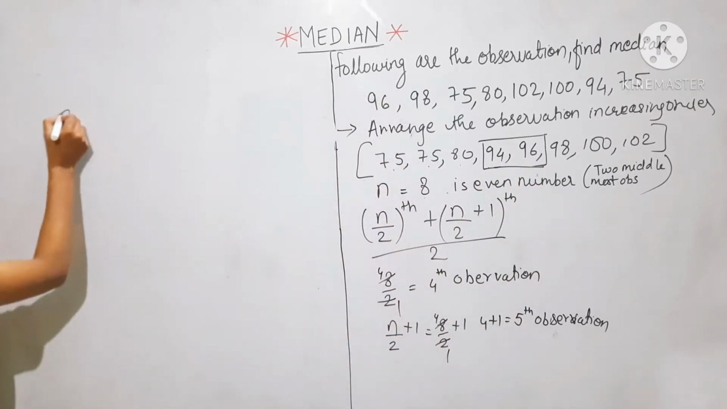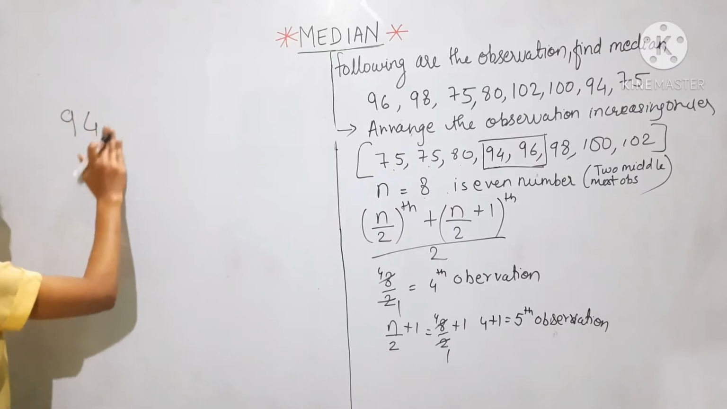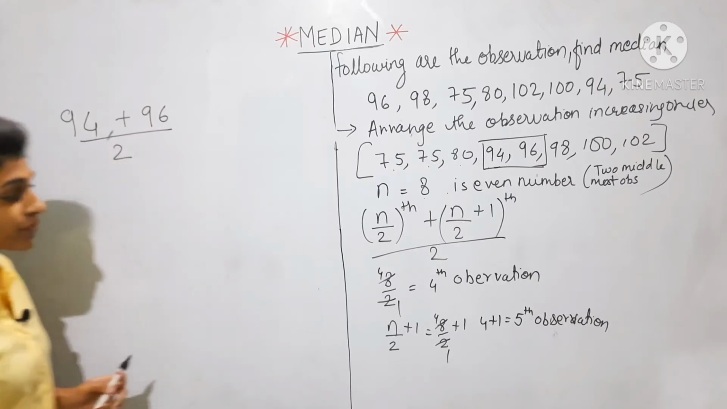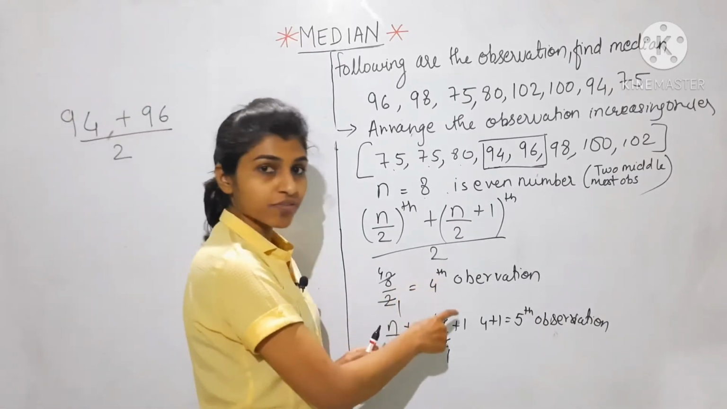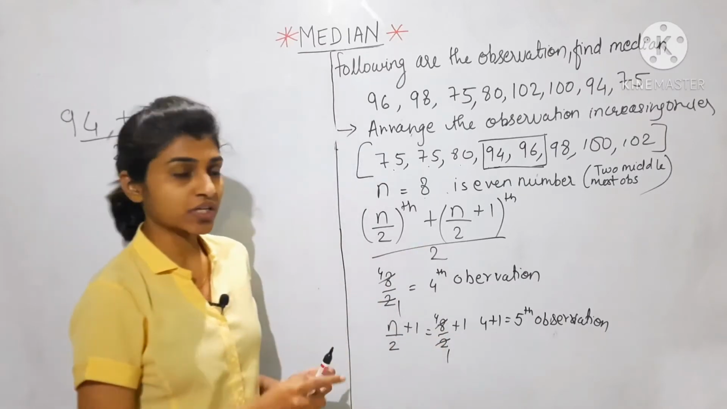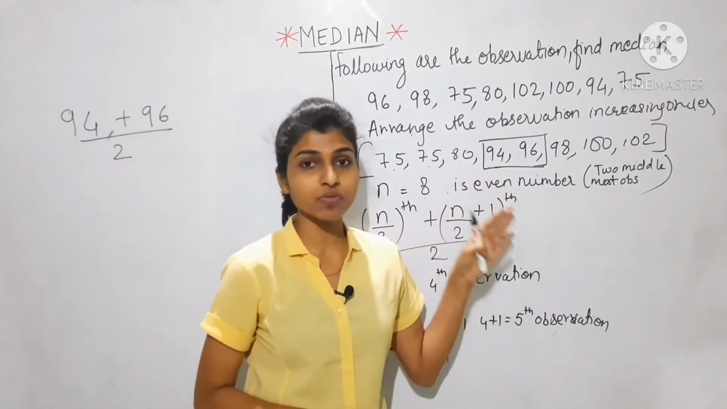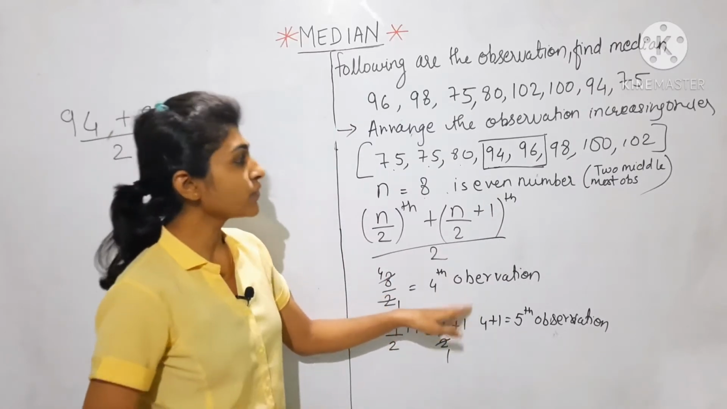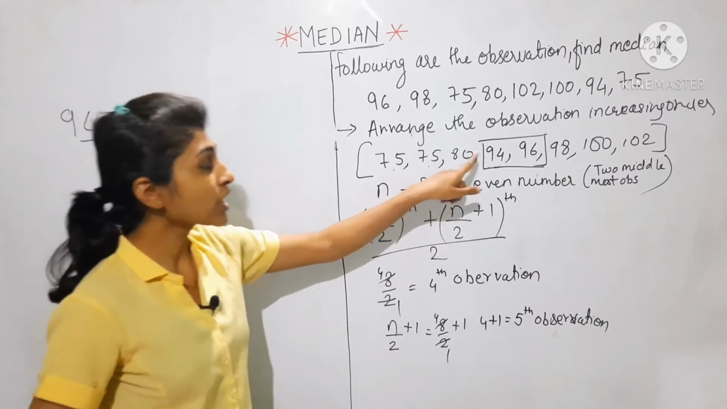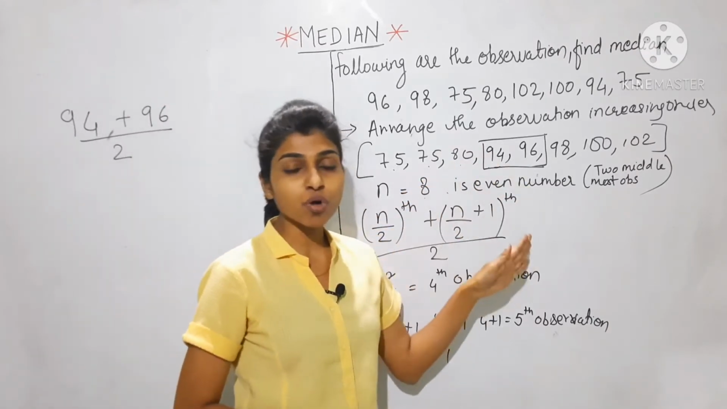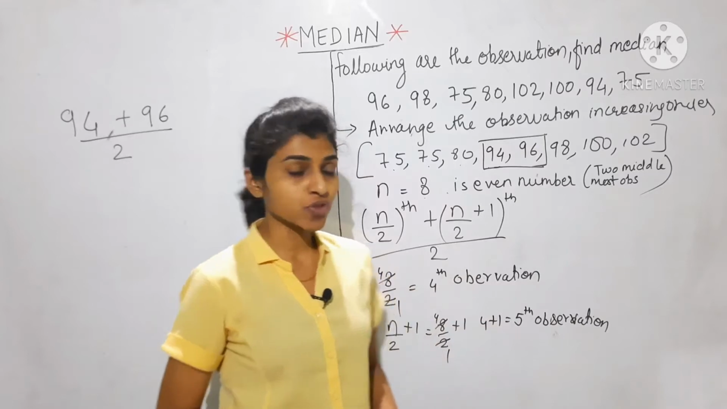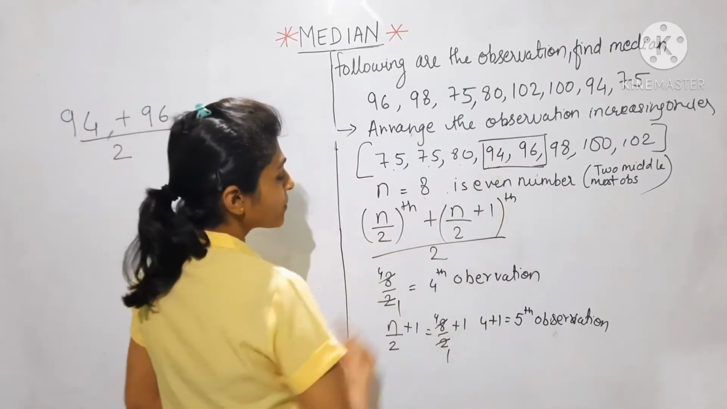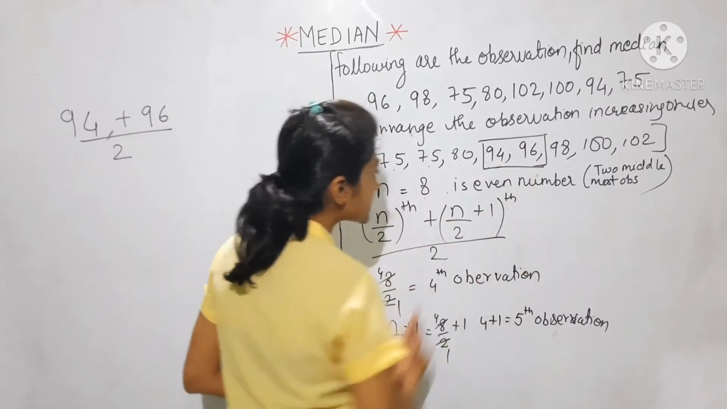Okay, now I will write here (94 + 96) / 2. First, find the term, which observation it is, whether it is the second, third or fifth observation, whatever it will be. First find the observation and then in your data count which number is the fourth observation and which number is the fifth observation. So the fourth observation in my example is 94 and the fifth observation is 96.